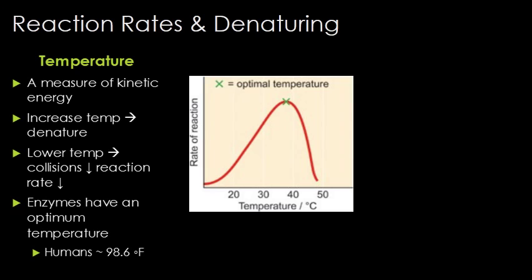Denaturing enzymes means you are changing their three-dimensional shape so they don't function properly. There are three major ways to do this. You can change the temperature. By increasing temperature, you speed up the collisions and you destroy the molecule. And so you're going to have a very optimal temperature that your body is going to function at properly. So humans is about 98.6.